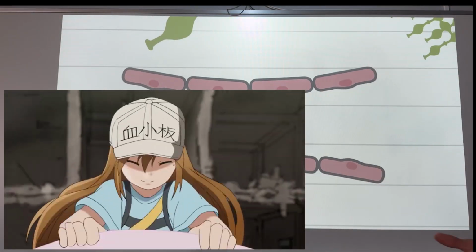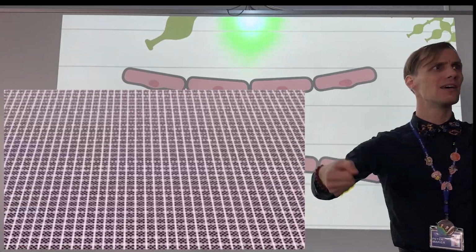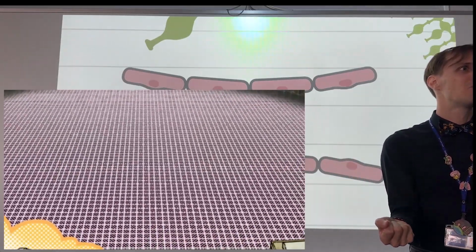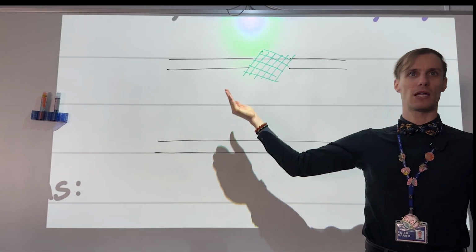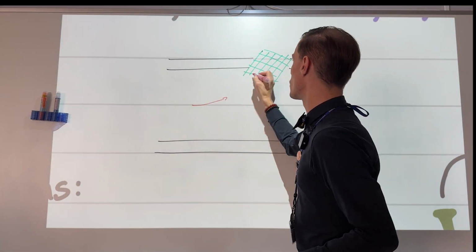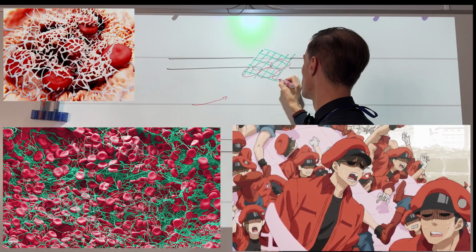Now you might be like, how is placing a net over a hole gonna stop blood flow? How is a mesh gonna prevent blood loss? That mesh is gonna trap red blood cells.